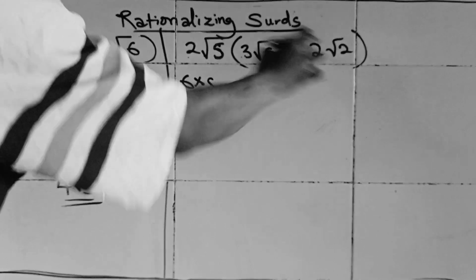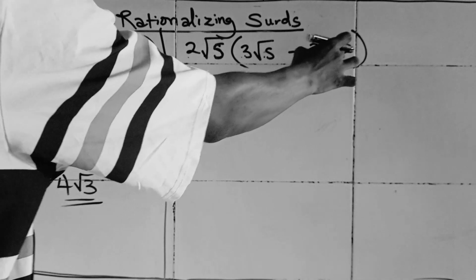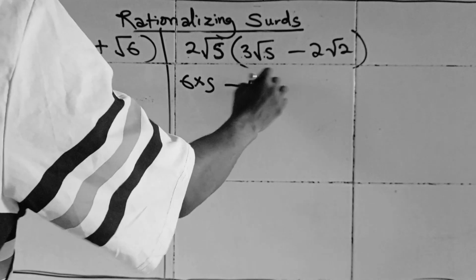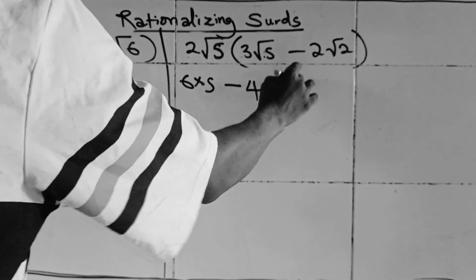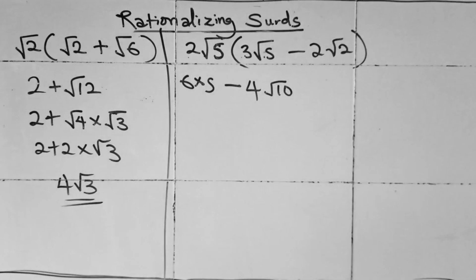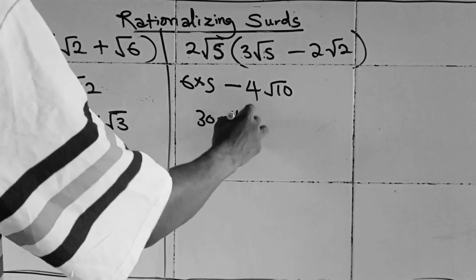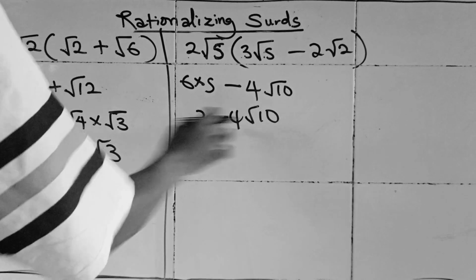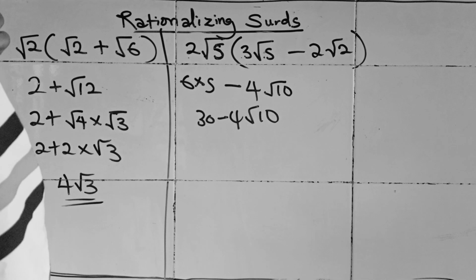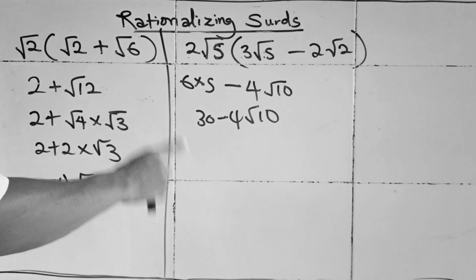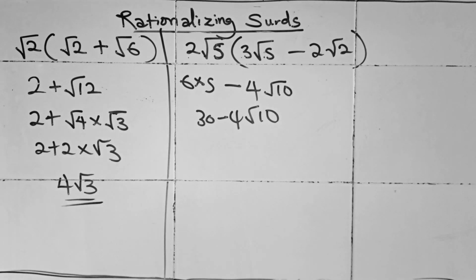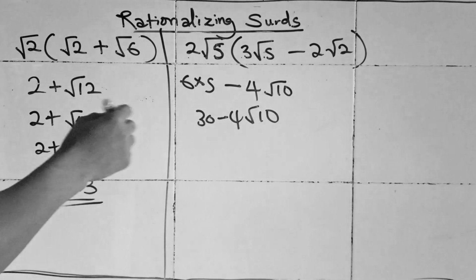Minus 2 root 5 times 2 root 2. 2 times 2 is 4. 5 times 2 is root what? 10. You see that? Because they're not the same, so they can multiply directly. This one will be 30 minus 4 root 10. So 30 minus 4 root 10 is our final answer. Let's get on that question again.